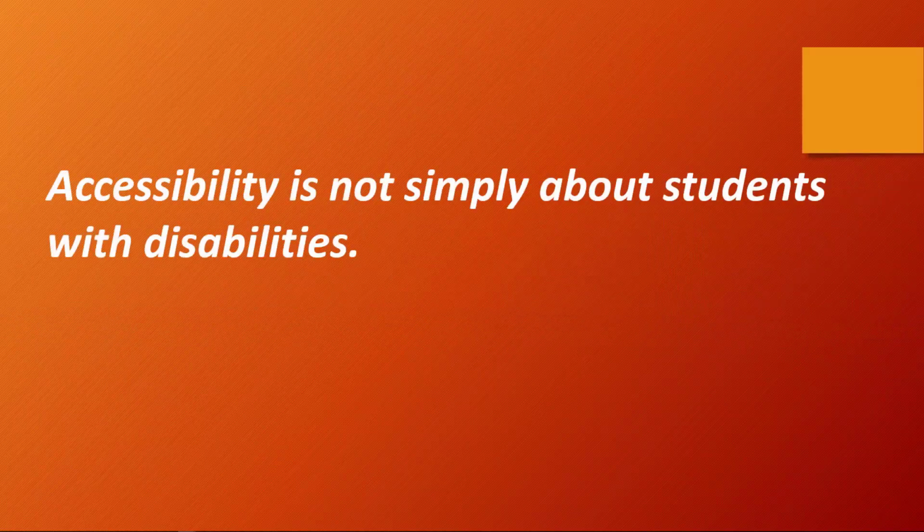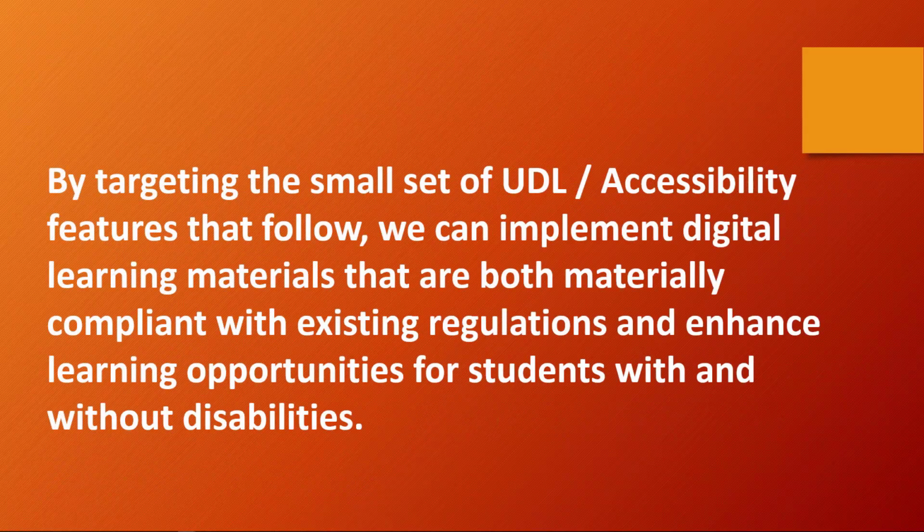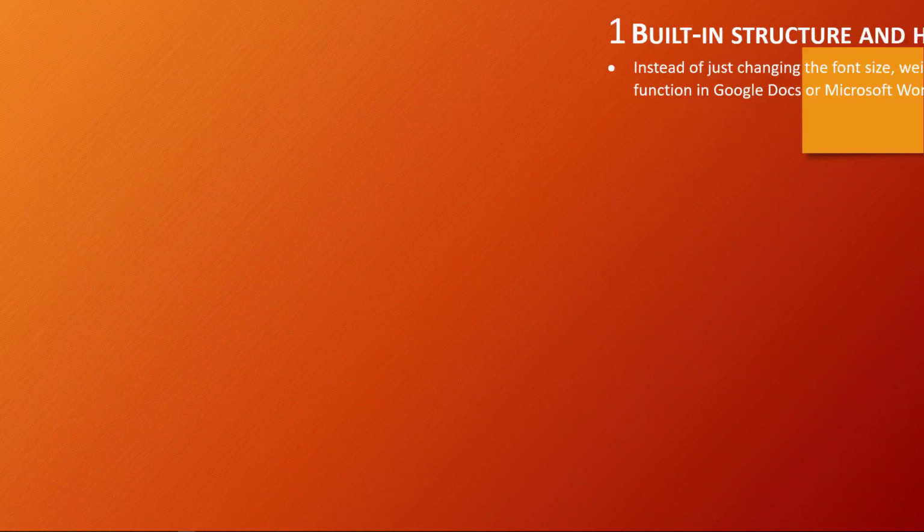Accessibility is not simply about students with disabilities. Accessibility is about targeting the average user so they can modify the content to meet their needs. By targeting the small set of UDL accessibility features that follow, we can implement digital learning materials that are both materially compliant with existing regulations and enhance learning opportunities for students with and without disabilities.